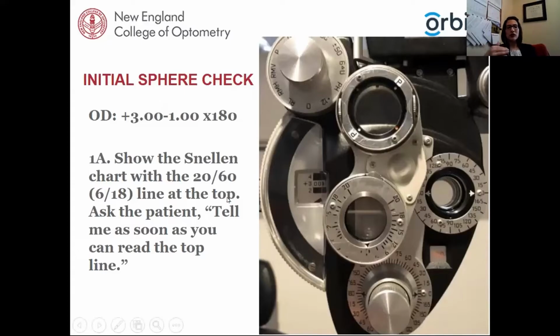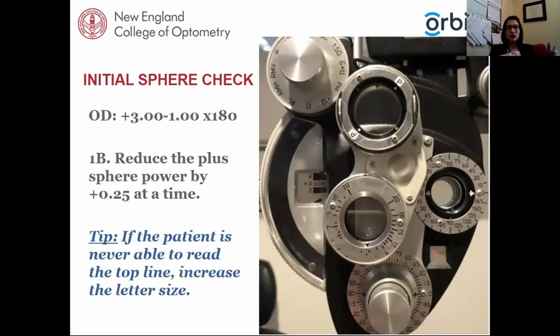So now we're about to start the refraction. I would usually open up the Snellen chart so that you can see multiple lines. I usually will start with around maybe the 20/60 line at the top, and I'll ask the patient, tell me as soon as you can read the top line. Once I give those instructions, I'll start reducing the plus power by a quarter diopter at a time. So change a quarter, change a quarter, change a quarter. In this case, we're always reducing the plus. So I go from +3 to +2.75, +2.50, +2.25.